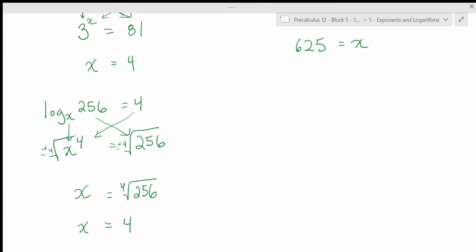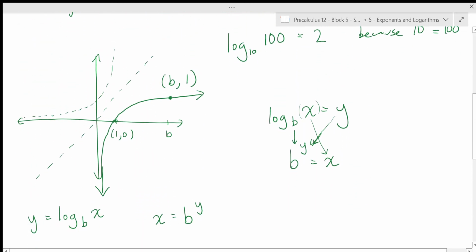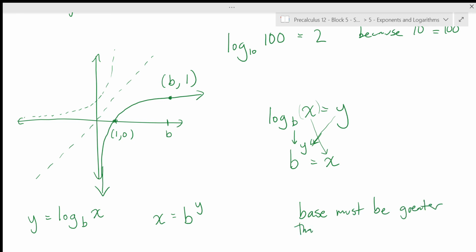Why am I throwing away that positive and negative root? Let's go up and look at our logarithmic function. If we have a b here, we notice that our b is giving us a positive x. We can't actually use a logarithm with a negative base. So one of the restrictions on our logarithmic function is that the base must be greater than 0.